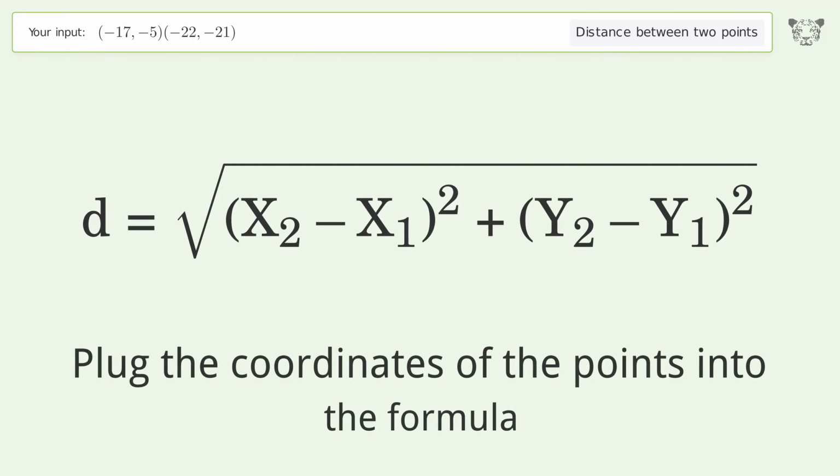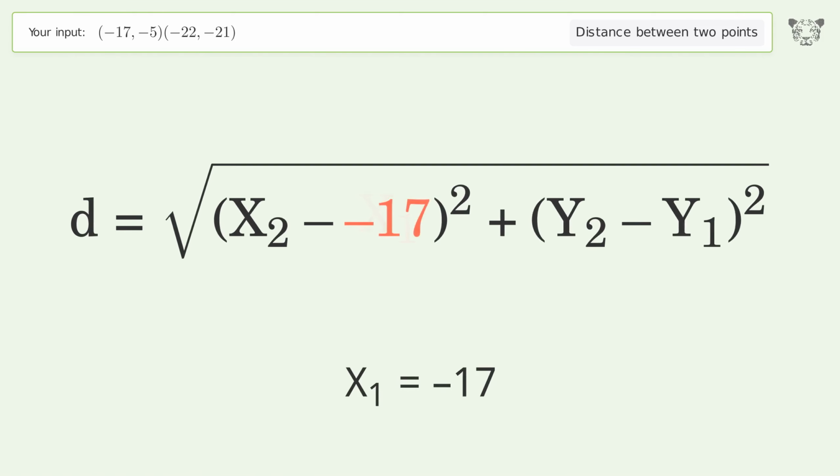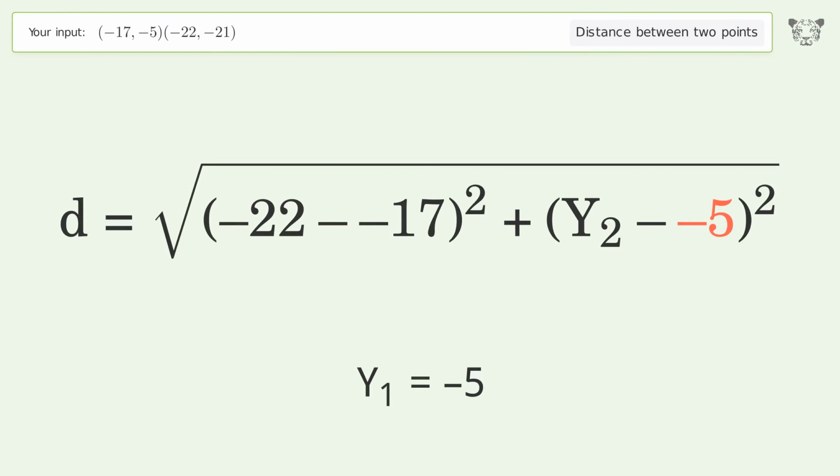Plug the coordinates of the points into the formula. x1 equals -17. x2 equals -22. y1 equals -5. y2 equals -21.